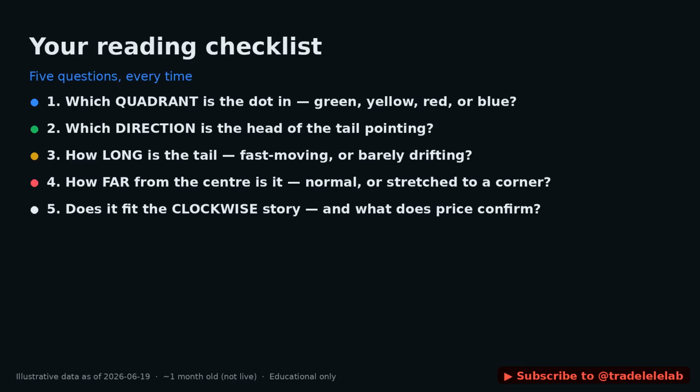Let us turn everything into a simple checklist you can run through every single time you look at a relative rotation graph. Just 5 questions. Question 1. Which quadrant is the dot in? Green, yellow, red, or blue? Question 2. Which direction is the head of the tail pointing? Question 3. How long is the tail? Is it moving fast or barely drifting?